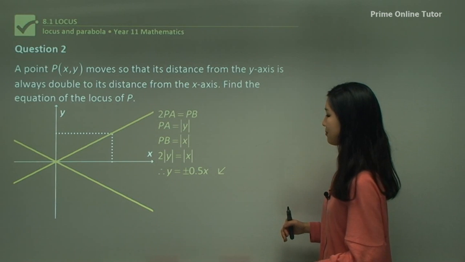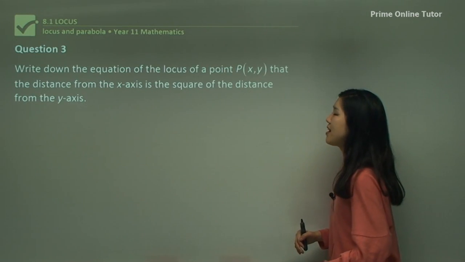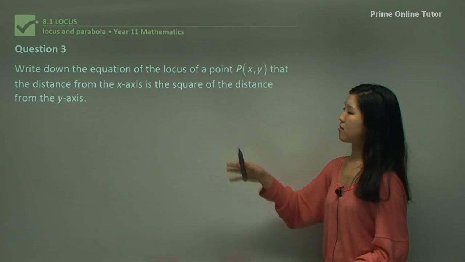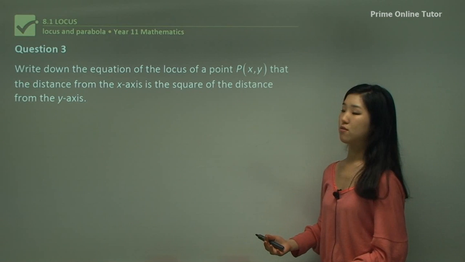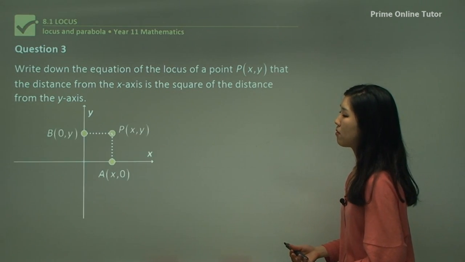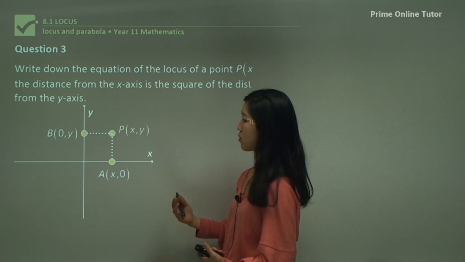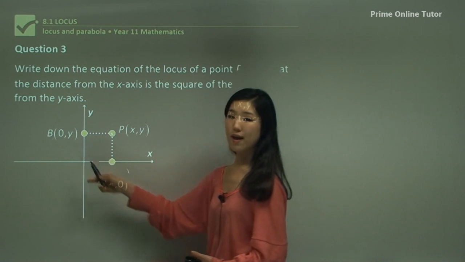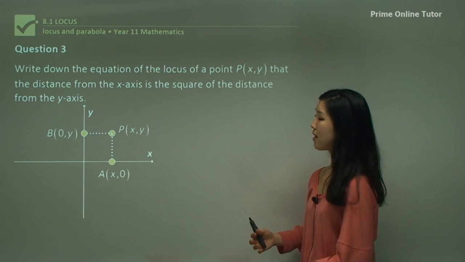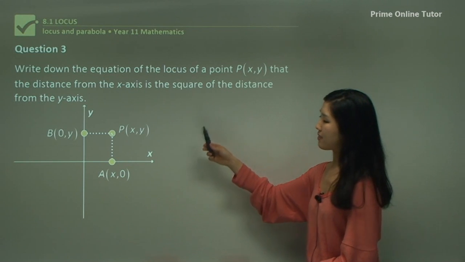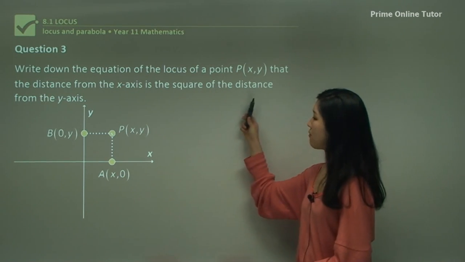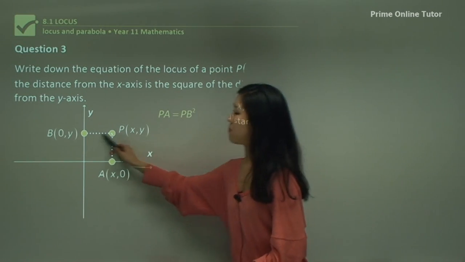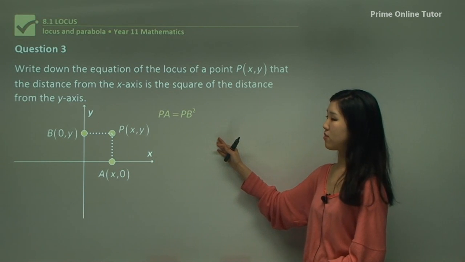So have a look, guys, and let's move on. Question 3 says, write down the equation of the locus of a point P such that the distance from the x-axis is the square of the distance from the y-axis. So this time, it's going to be very similar to questions 1 and 2, the diagram, because this is going to be A, (x, 0), and this is going to be B, (0, y), since they're on the x and y axes. Because the distance from the x-axis is the square of the distance from the y-axis, I'm going to say PA is PB squared. So that's the condition for this question.